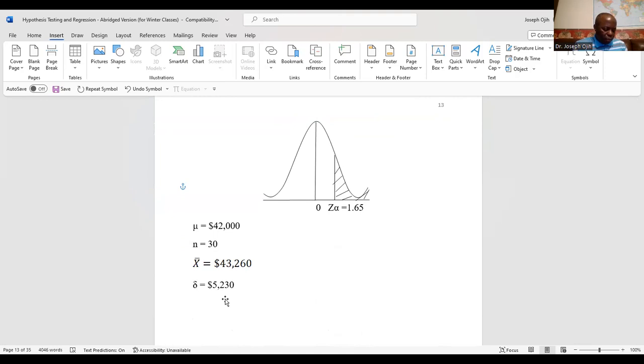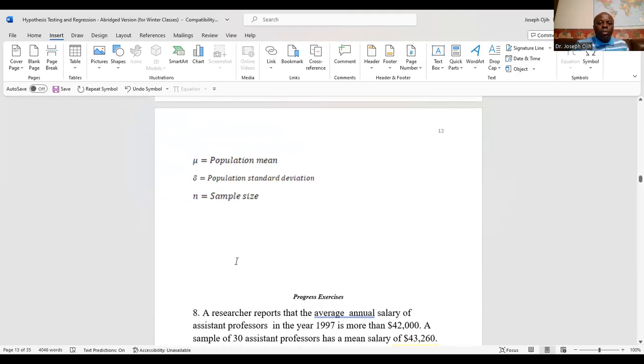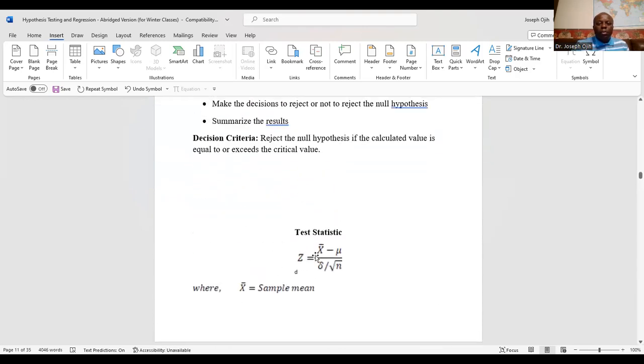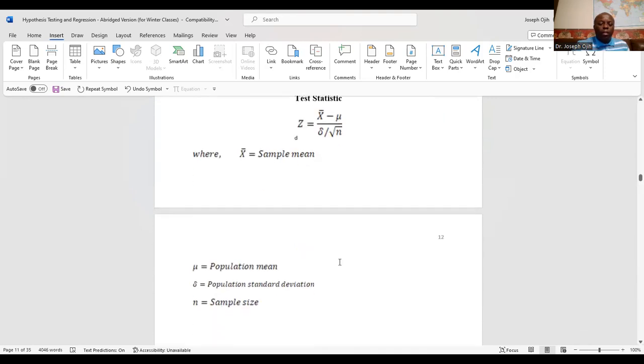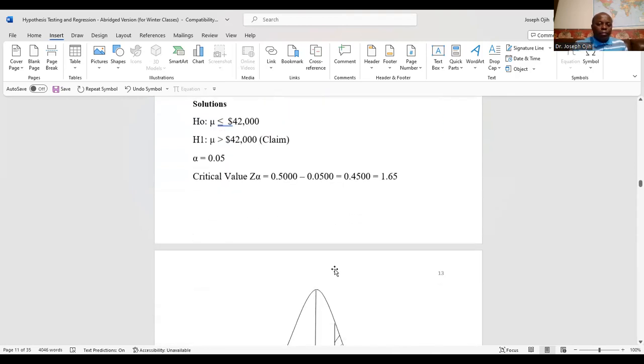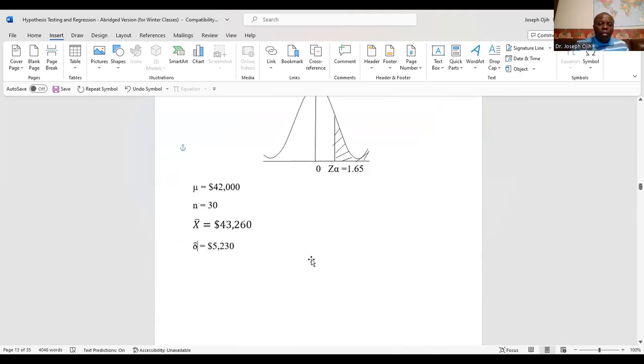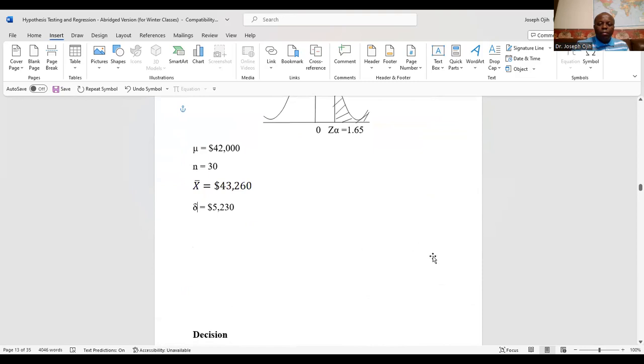Mu is 42,000, and the sample size is 30. So to run the test, we're going to use this formula here: Z equals X bar minus mean, divided by the standard deviation over root n. So let's do it now. We have X bar minus mean.